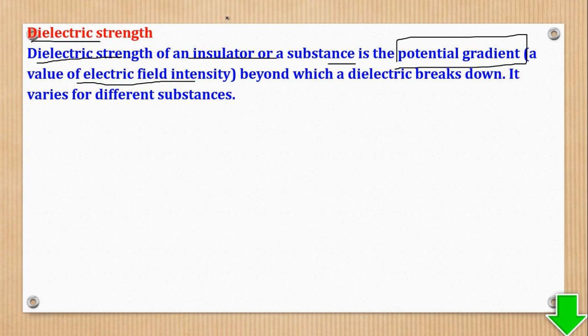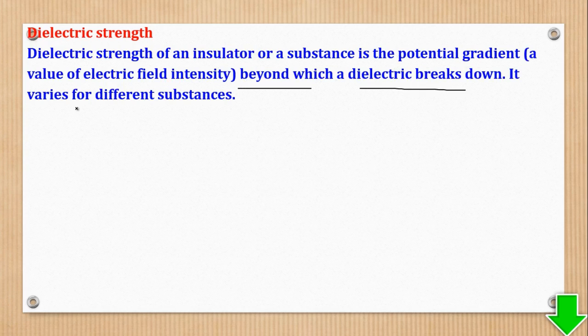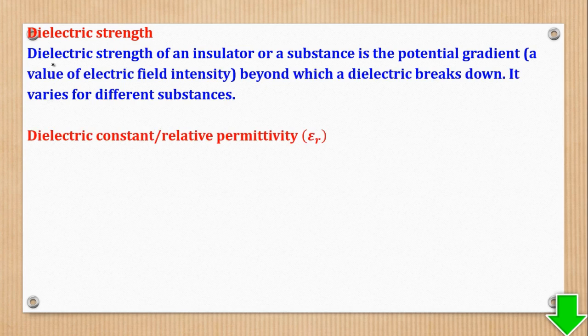intensity, because potential gradient is V over D, and we already saw under electric field intensity between two parallel plates that V over D is equal to electric field intensity. So when they talk about potential gradient, just know they mean electric field intensity because they are the same. It is the potential gradient beyond which a dielectric breaks down, and this value varies for different substances.